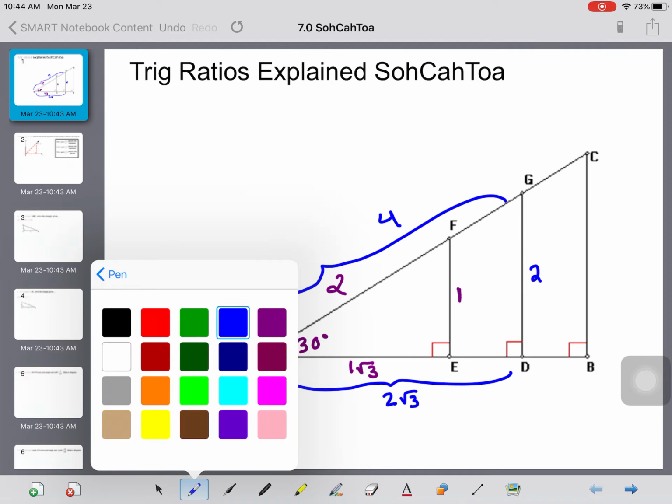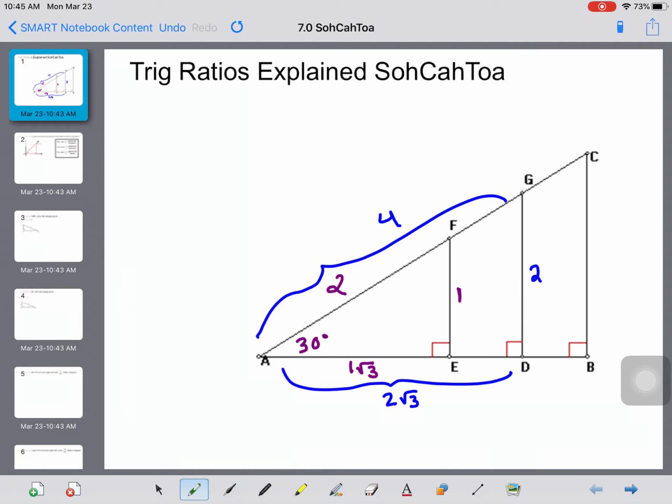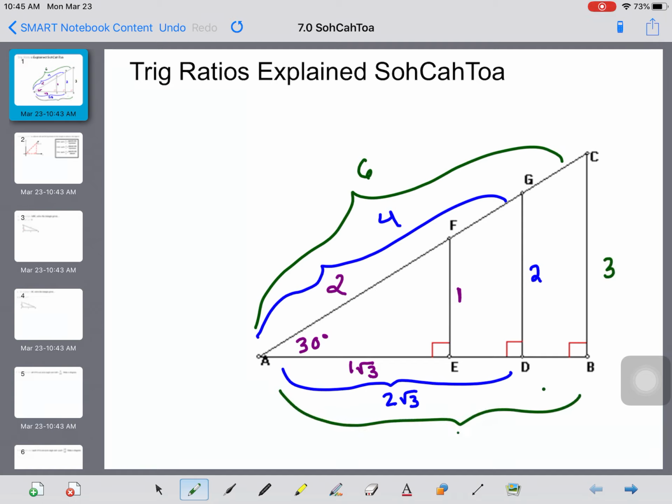This is because all 30-60-90 triangles are similar, and we know that these triangles in general, any nested triangles, are similar by AA similarity. So if this is 6, this would be 3, this would be 3 root 3.